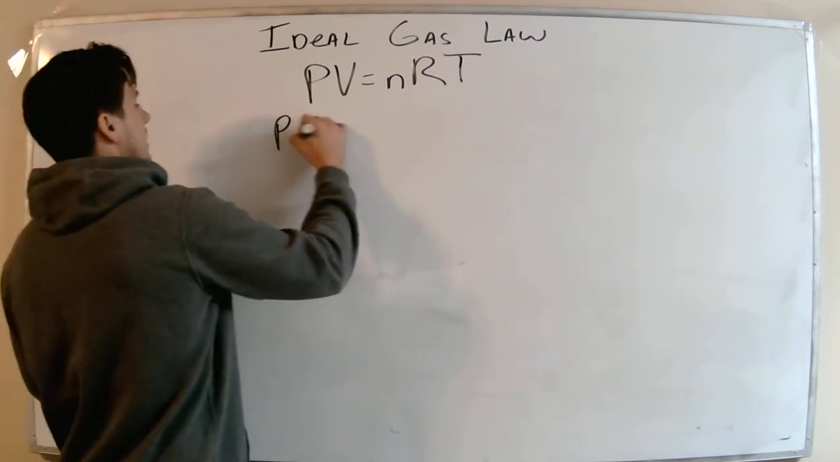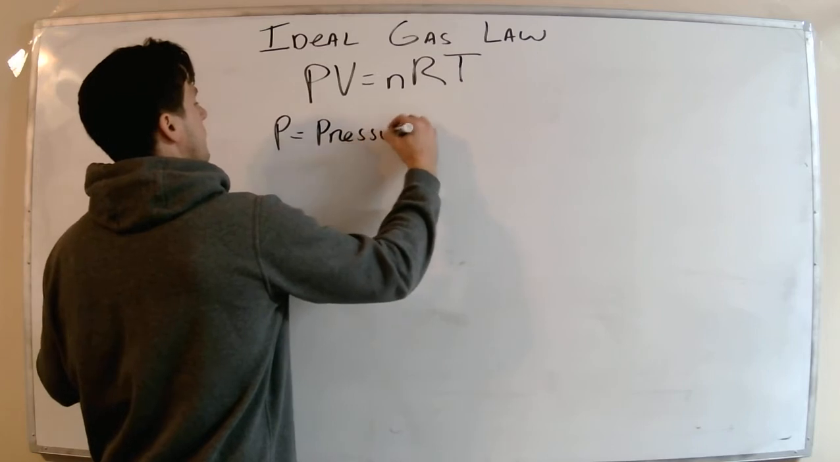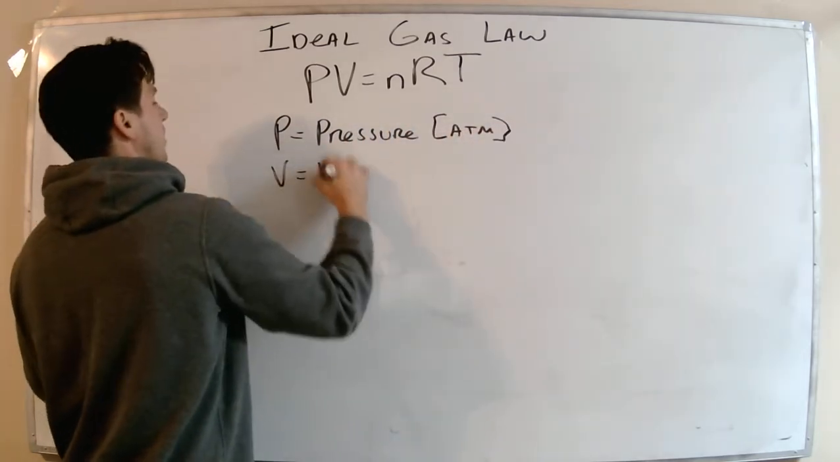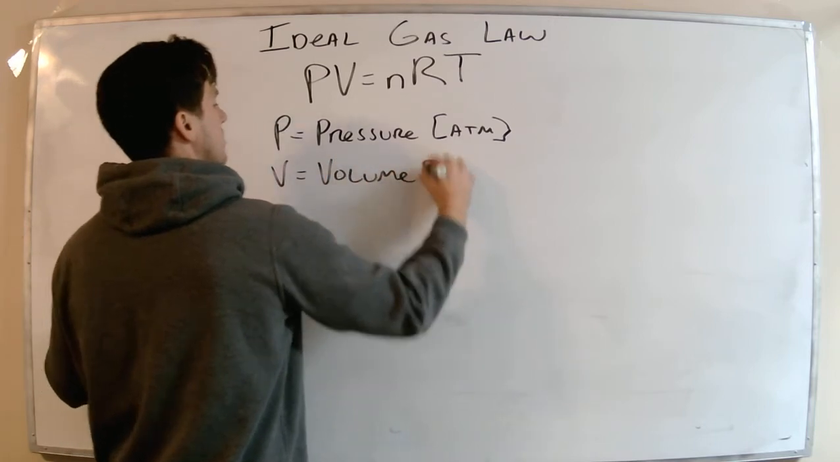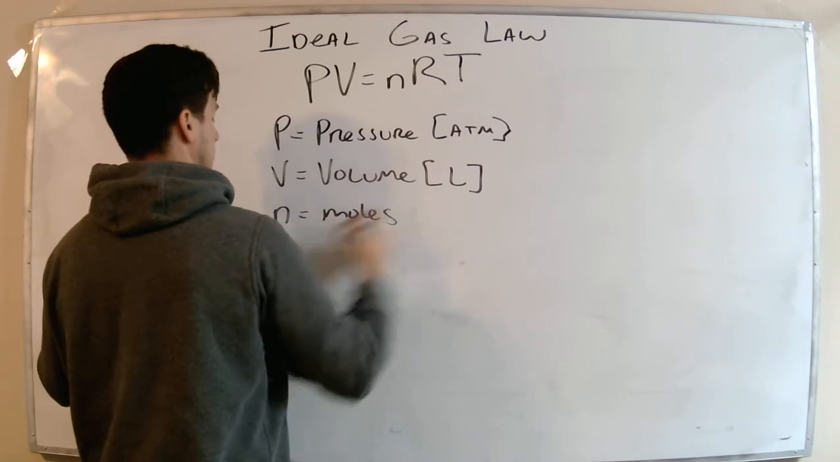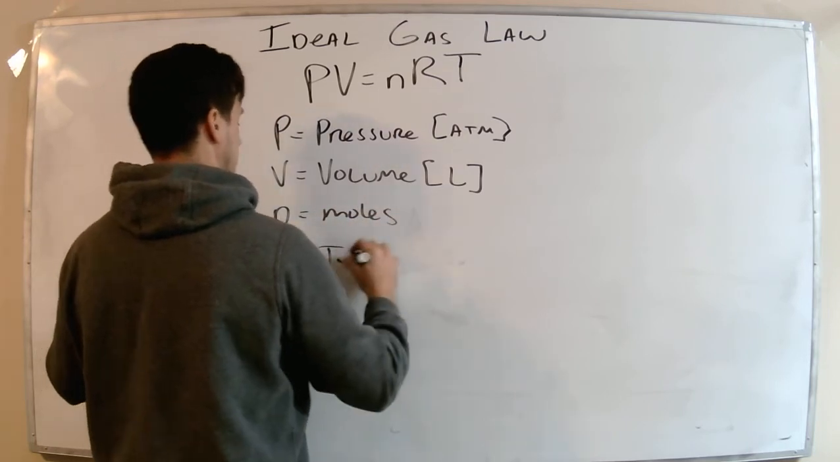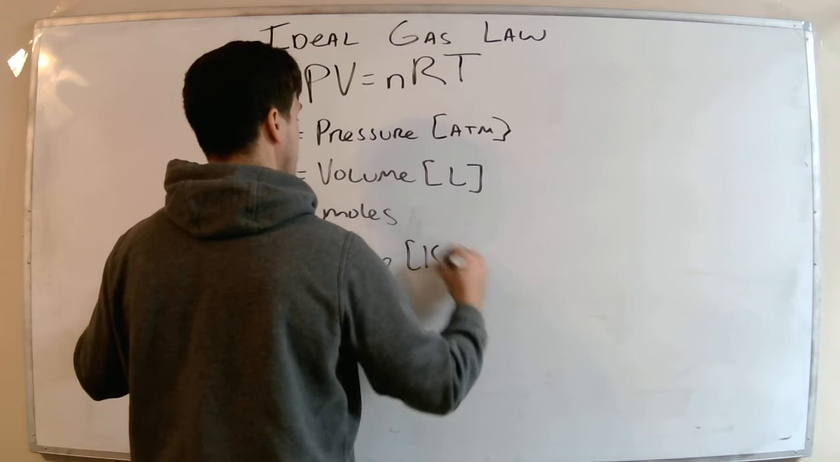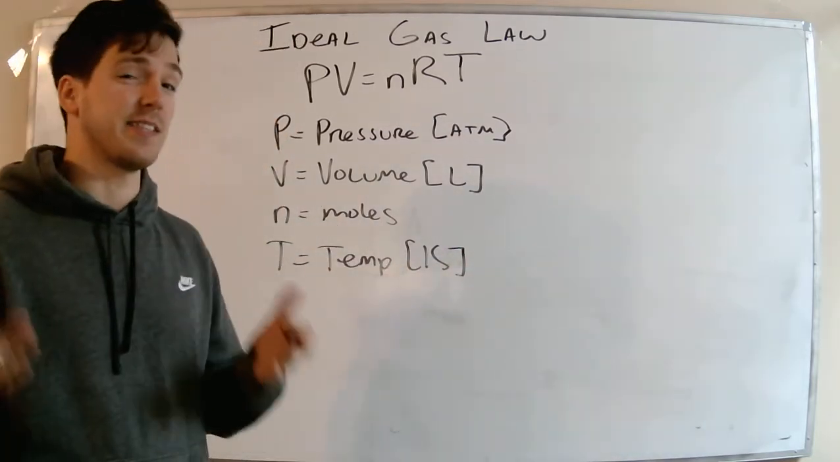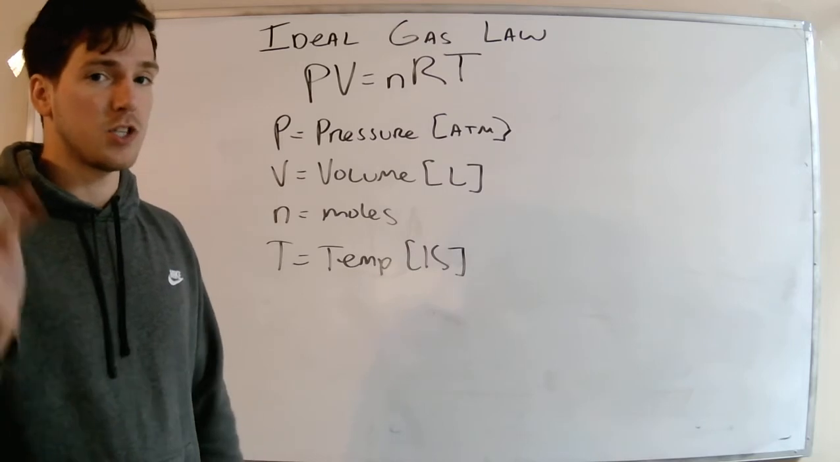P is still pressure, which is still in the same units, which is atm. V is still volume, which needs to be in liters. n is still moles. T is temperature, which still needs to be in Kelvin. And then R is the new thing. It is just a constant. It is the same thing each and every time.